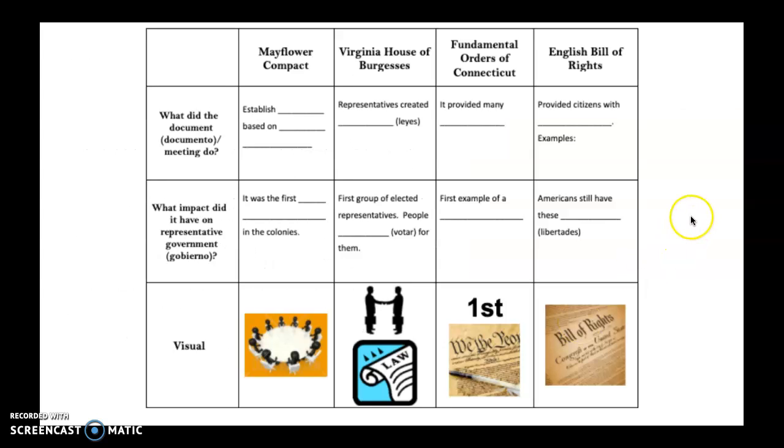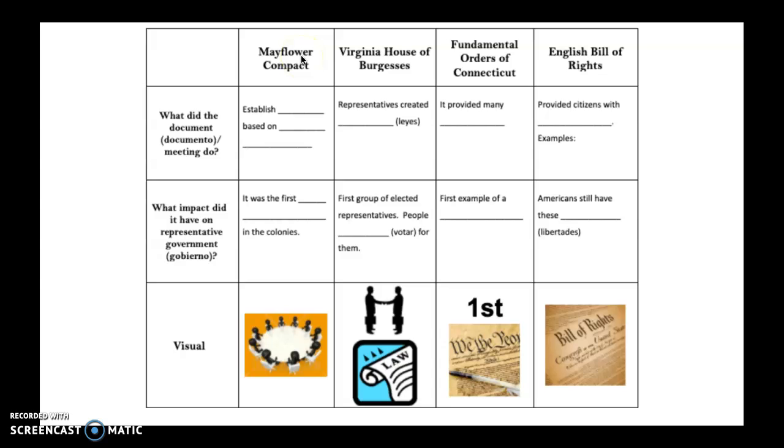So if we look at it like a chart, we have 4 major documents that you're tested over. So we're going to look at what did this document or meeting do, and what impact does it have on representative government. So self-government, we're just going to govern ourselves. We don't need Great Britain to tell us what to do. And representative government, we're going to vote for other people to kind of represent us in government. And we've talked about that in Unit 3.